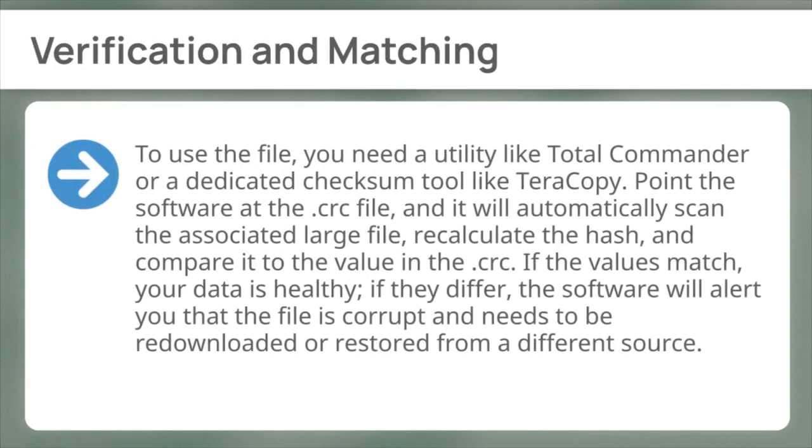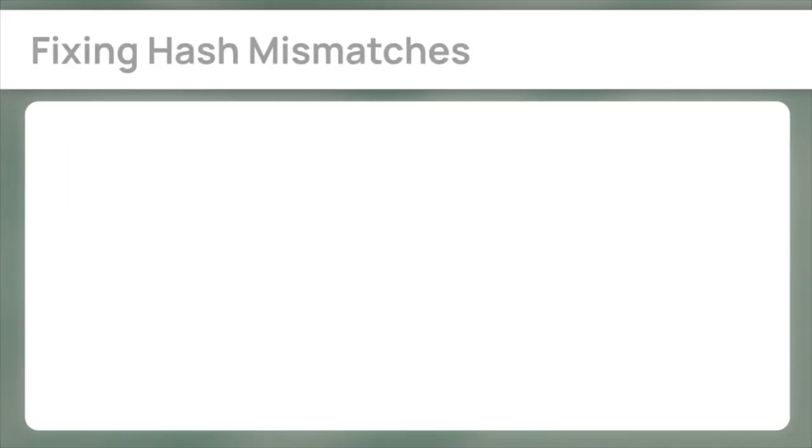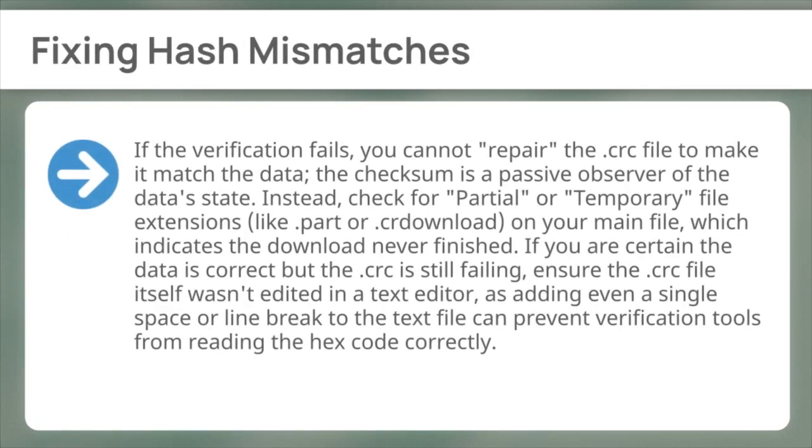Next, verification and matching. To use the file, you need a utility like Total Commander or a dedicated checksum tool like TeraCopy. Point the software at the .crc file, and it will automatically scan the associated large file, recalculate the hash, and compare it to the value in the .crc. If the values match, your data is healthy. If they differ, the software will alert you that the file is corrupt and needs to be re-downloaded or restored from a different source.